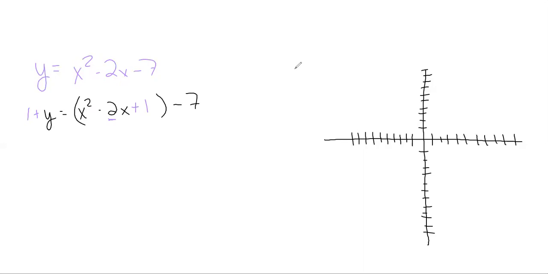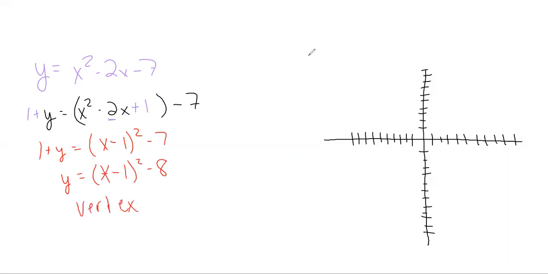Okay? So now I'm going to simplify it. 1 plus y is equal to, well, that's just (x minus 1) squared, minus 7. Move the 1 over, and y is equal to (x minus 1) squared, minus 8. Well, this makes it easy. The vertex, now we know, is (h, k): (1, -8). So let's go graph that.